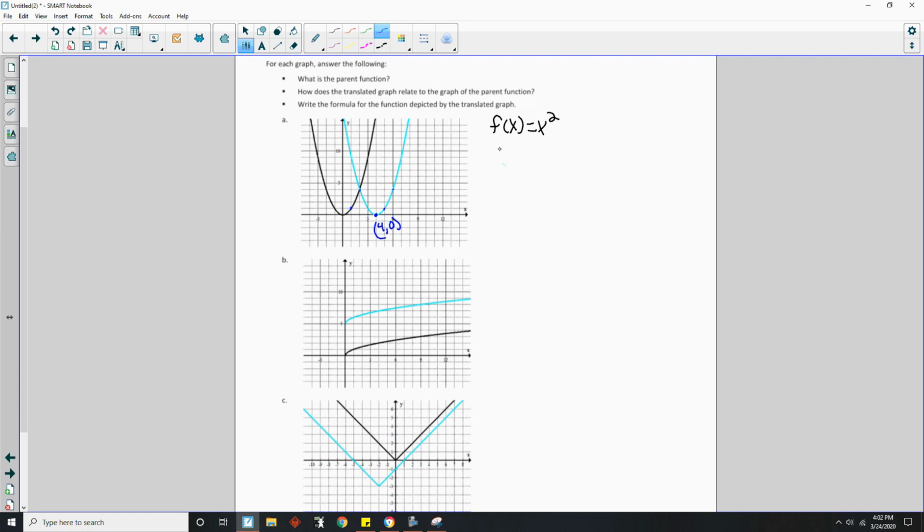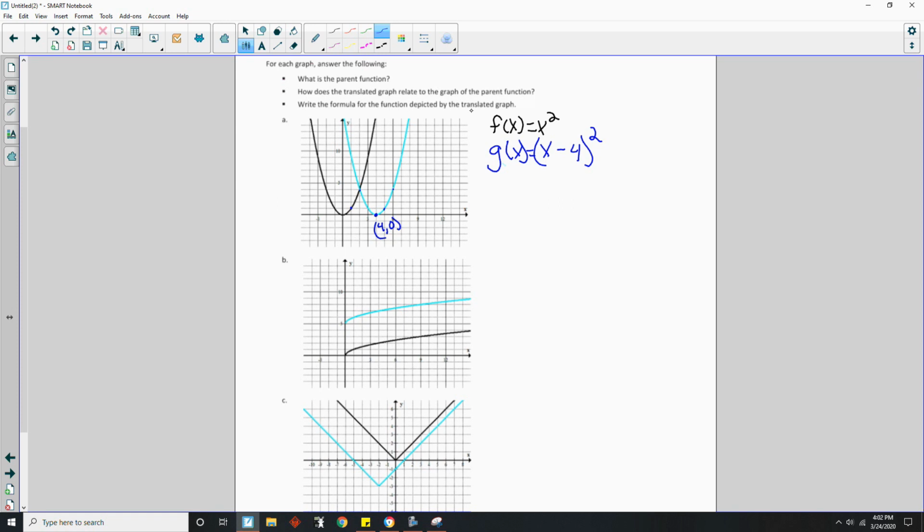So the translation g of x is a shift of x squared, and it's shifted to the right 4, so you have to say g of x equals x minus 4 squared. If I plugged in 4, I'd get 0 squared is 0. If I plug in 1, I get negative 3 squared is 9. Go over to 1, it's up at 9 right here. So it's shifted 4 units to the right, and that's the function.